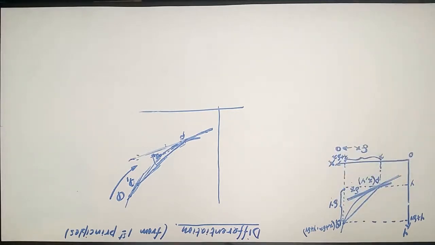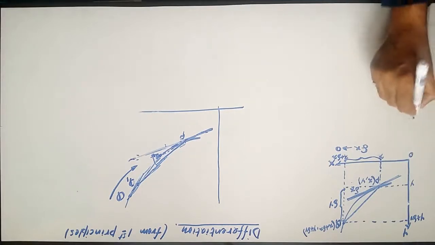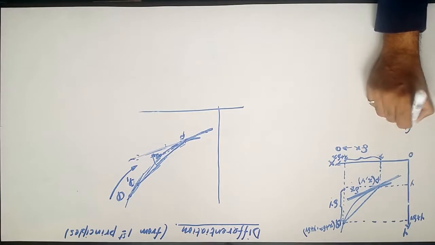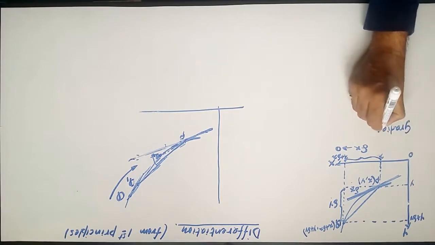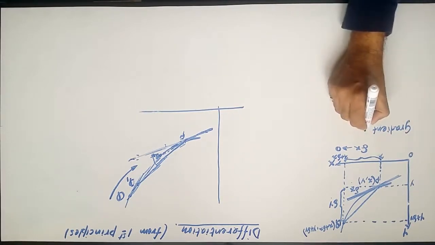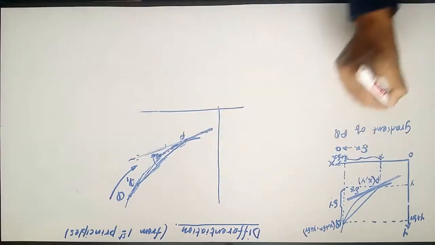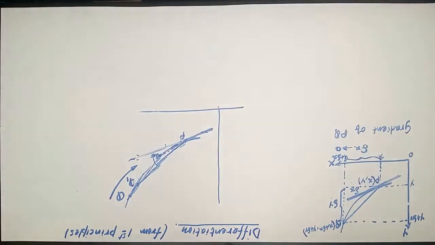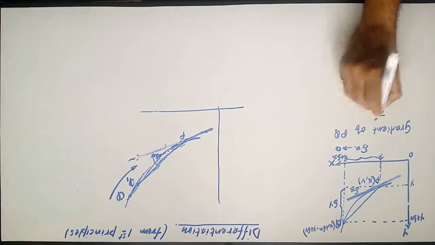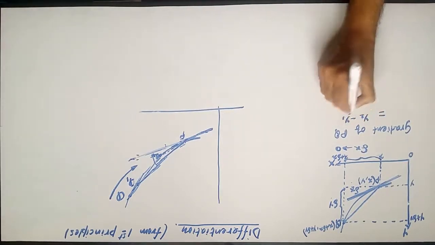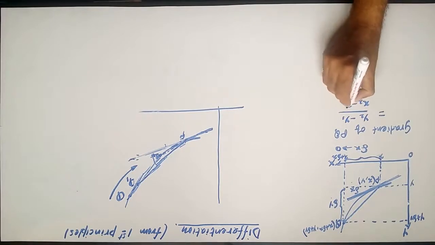Okay, so how do we write it? We can say that the gradient of PQ. Now PQ is a straight line, so we can apply the concept that the gradient of a straight line is equal to y2 minus y1 upon x2 minus x1.